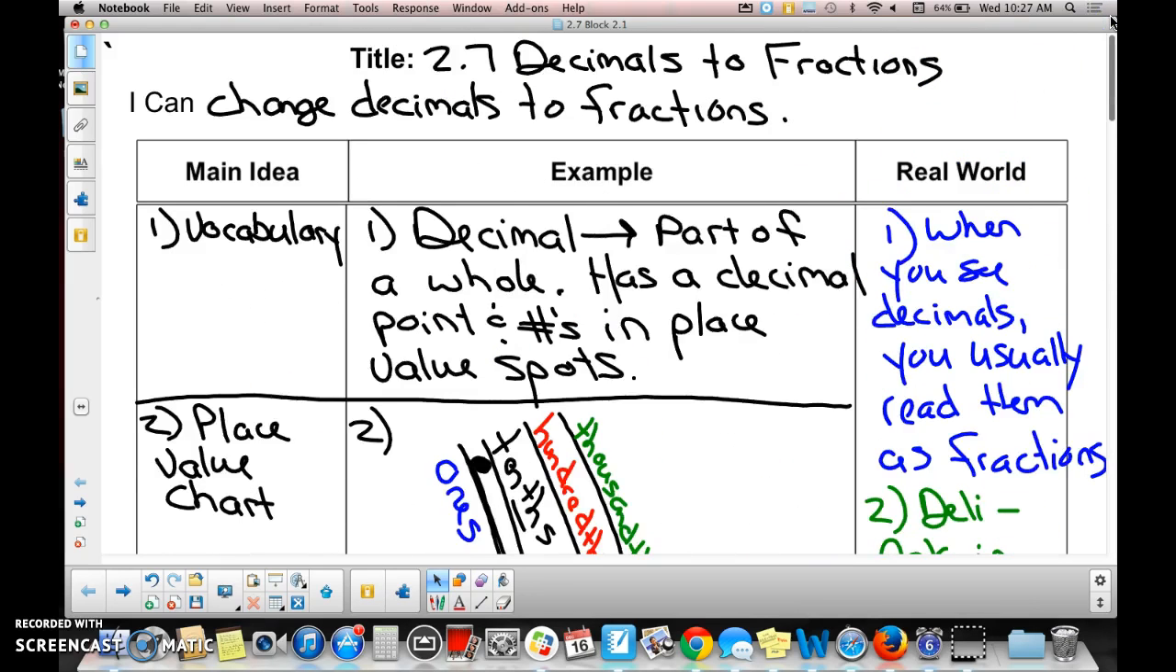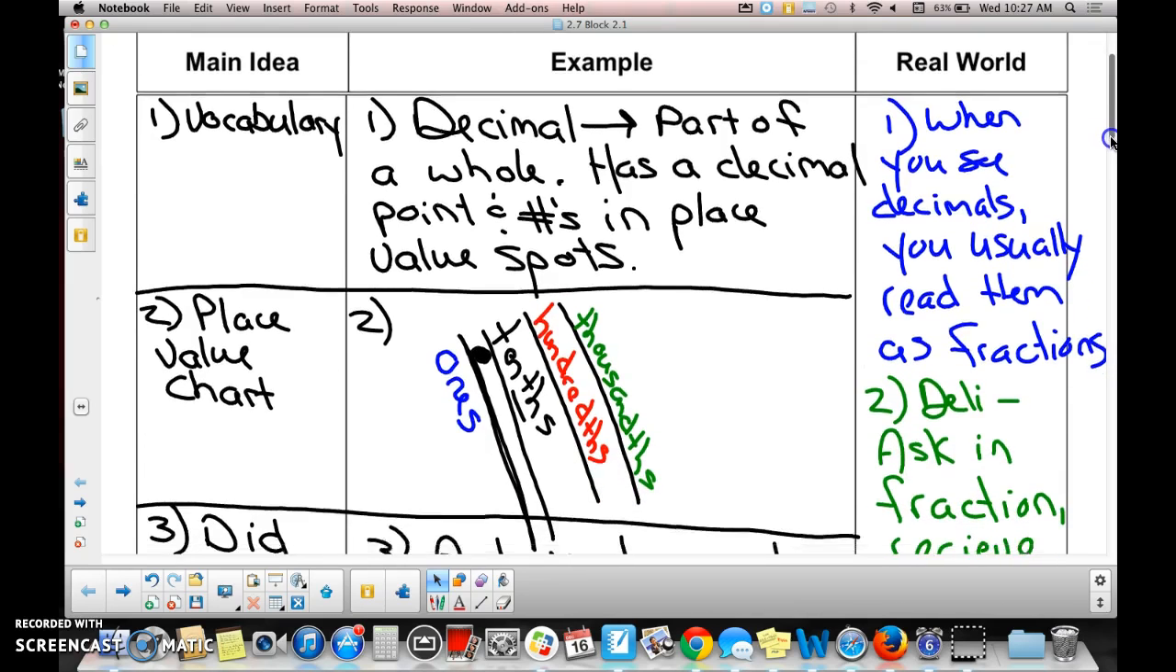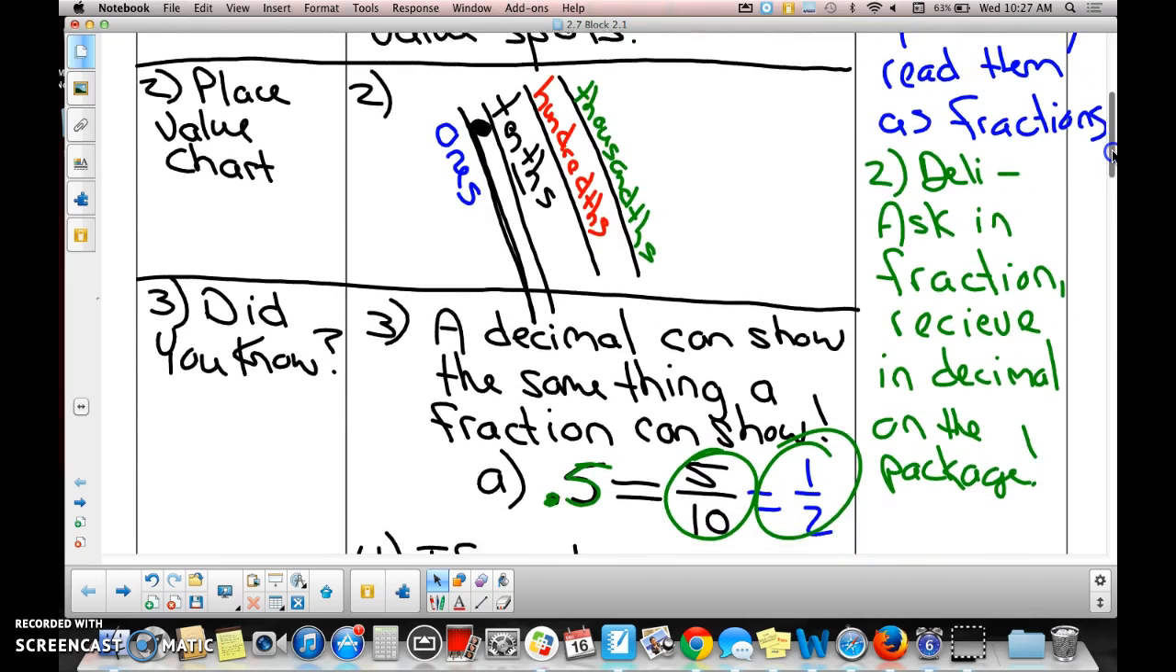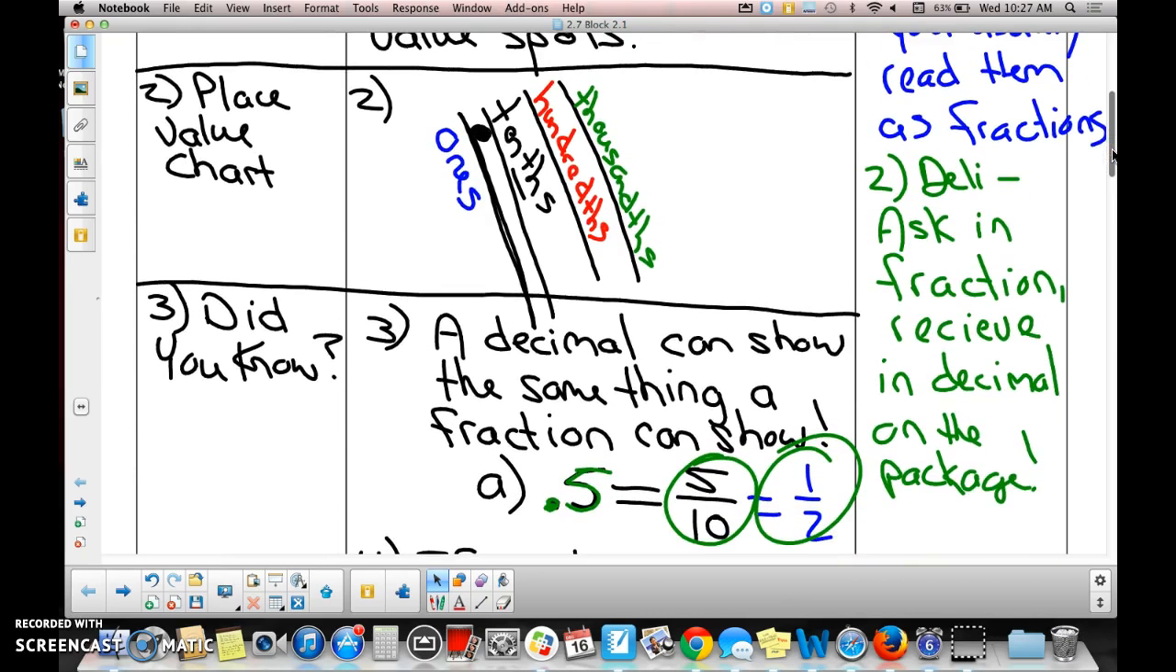And then when would you ever use this? Why in the world would a teacher ever teach you to convert a decimal to a fraction, Kennedy? When you see decimals, you usually read them as fractions. Okay. Secondly, when would you ever use this? The other one, Jonathan. If you're at the deli and you ask for half a pound of meat, you ask for a fraction, but they give it to you as a decimal.